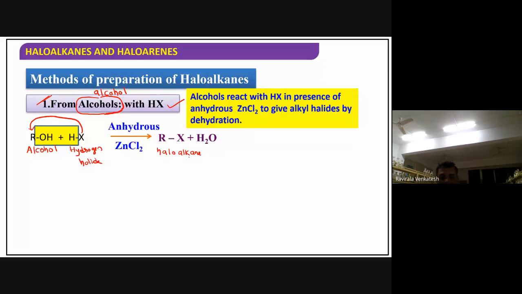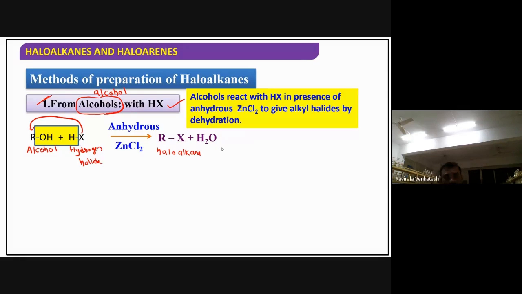All of you write in the notebook like this: alcohol and hydrogen halide react in the presence of anhydrous zinc chloride to give haloalkane plus water. Water is not a byproduct at all. So it is a very simple reaction.